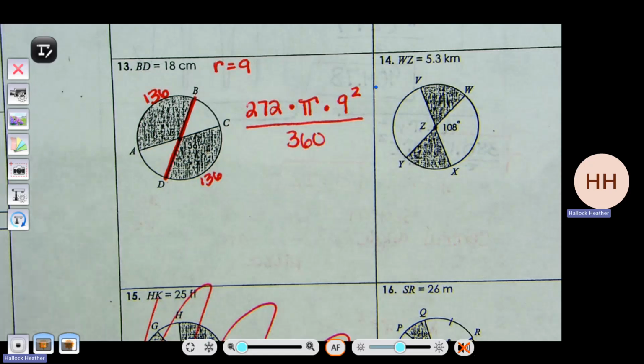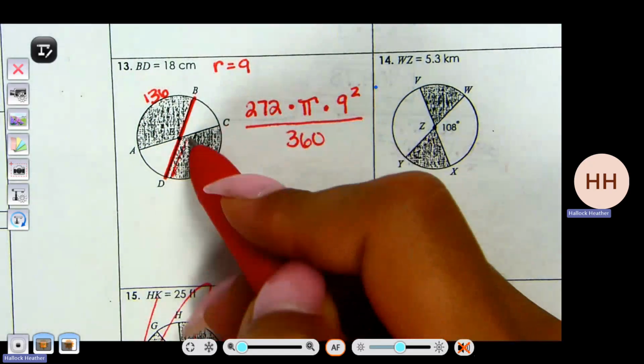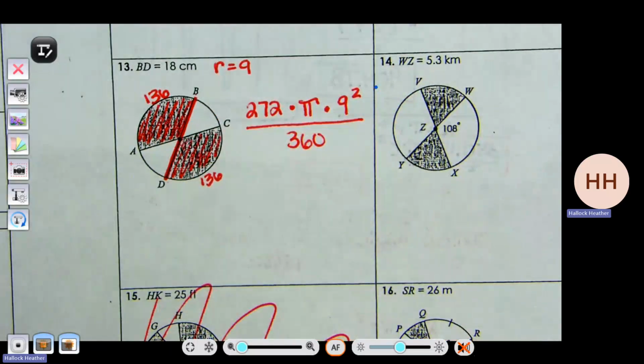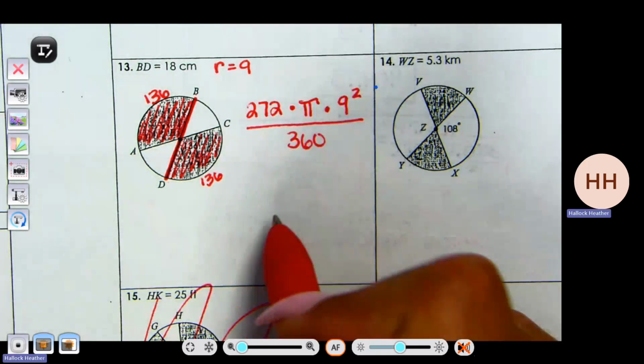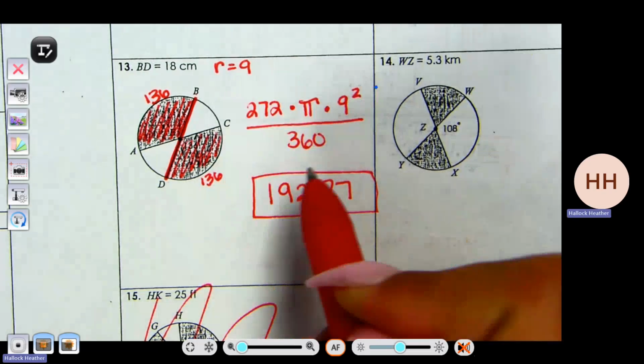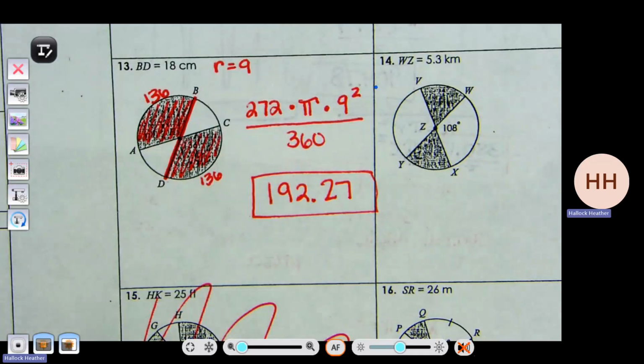How do you do it? Because this is 136. Vertical angles are congruent, so this is also 136. And I added them together. What do we get? 192.27. Okay.